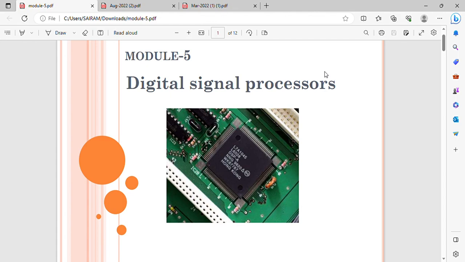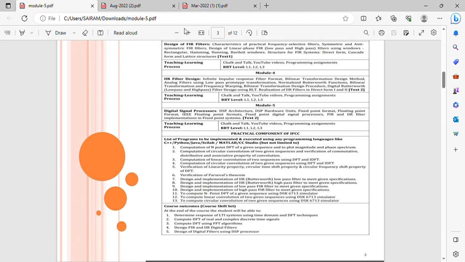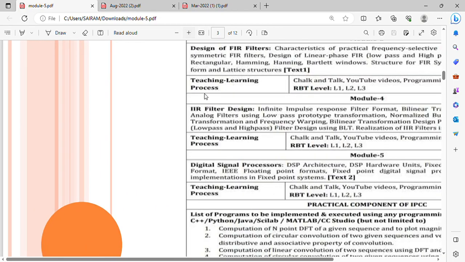So today we are starting with the last module with respect to digital signal processing, that is, the digital signal processor. In this digital signal processor module, the very first topic is, I'll just make it big.